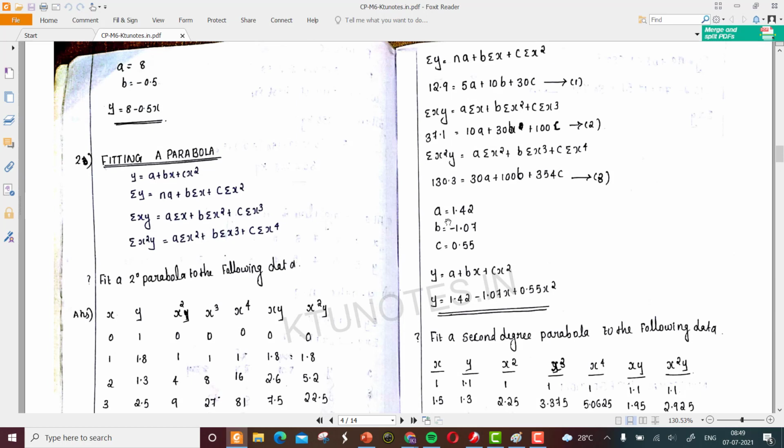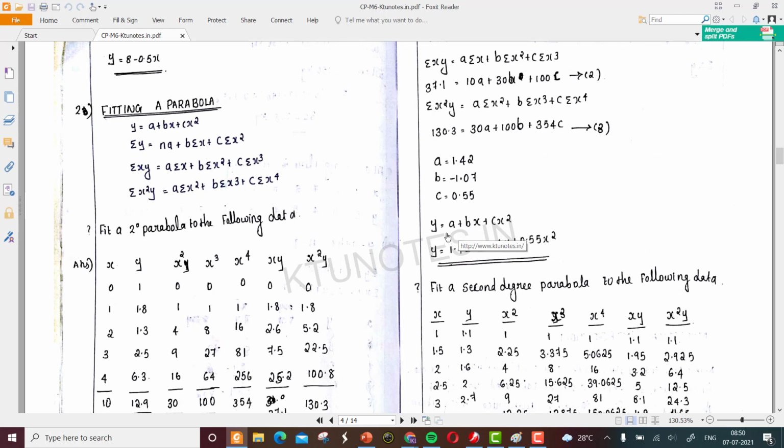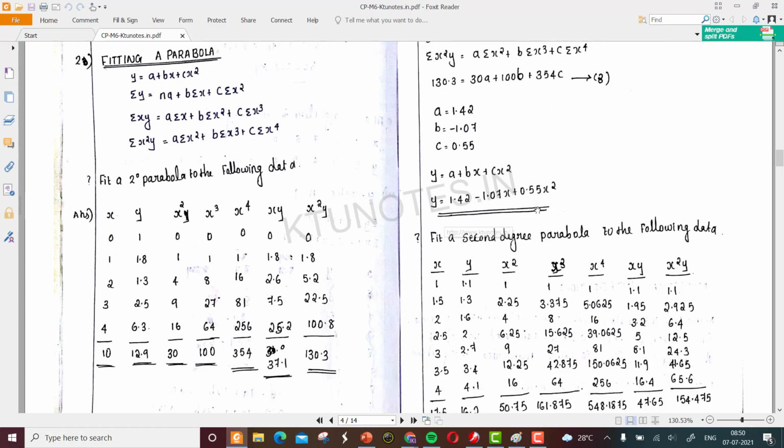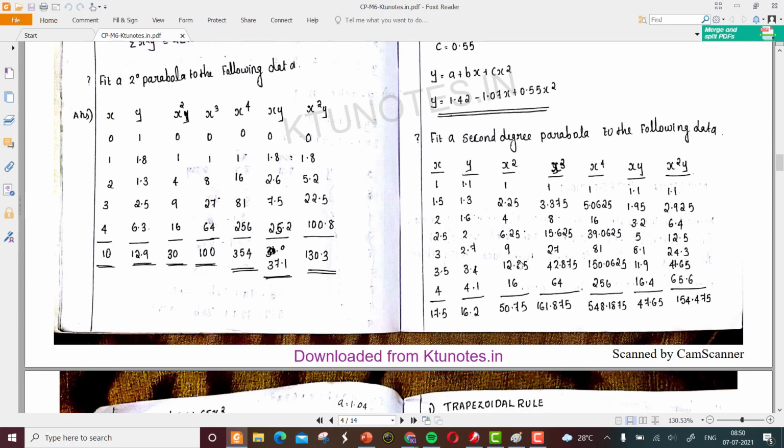So 3 equations, 3 unknowns, you can find the a value, b value, c value by using the matrix solutions, and then you can fit it into the main equation of the parabola, y is equal to a plus bx plus cx square. So the equations are given.